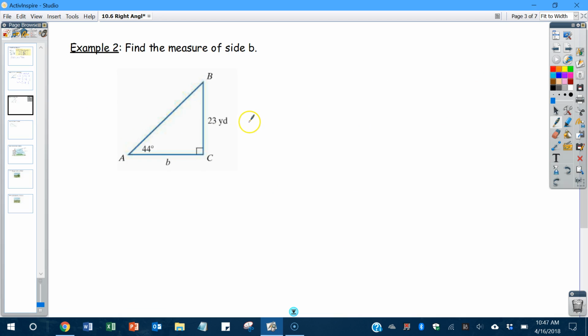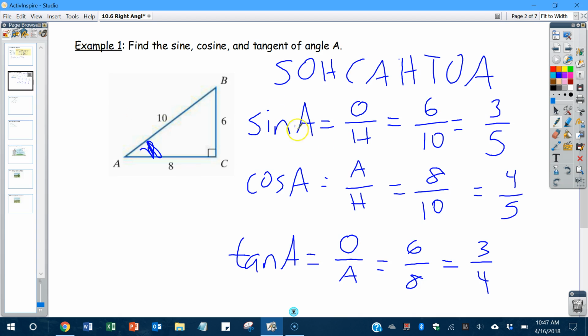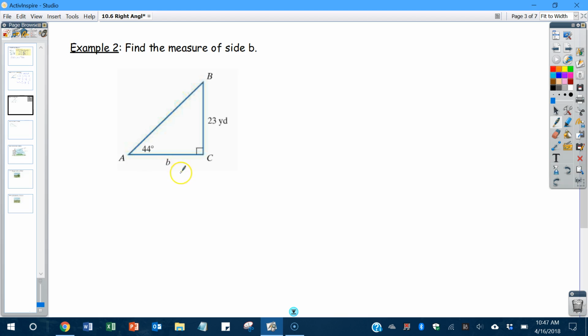Okay, so I can also use these trigonometric functions to find missing pieces of the triangle. Not only can I identify the sine, tangent, and cosine if I have the lengths, but maybe I don't have this length, but I have this angle here and I have this length. I can use these pieces and trigonometry to find the length of side B.